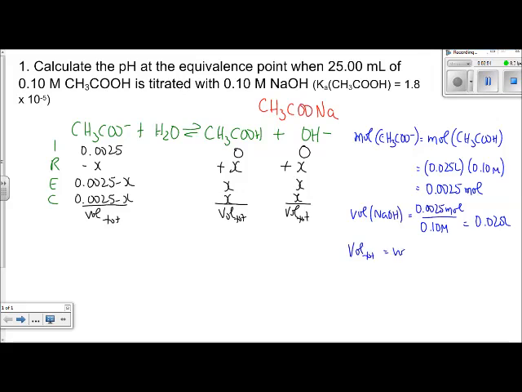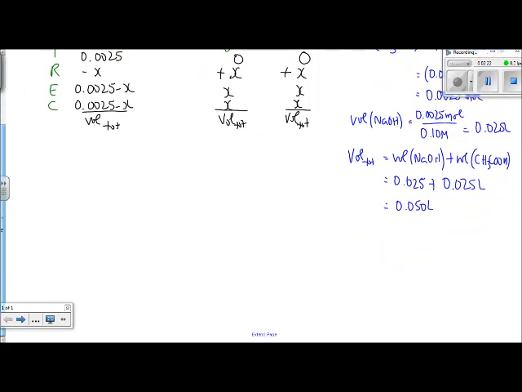Now the total volume would be that volume plus the volume of acid that was initially titrated. We just add those two up. So it's 25 mL of each, for a total volume of 50 mL, or 0.050 liters. Now we're set to use our equilibrium expression, Kb, to solve for X, or to solve for OH minus molarity. It's a Kb because it's a base that's dissociating in water, and our evidence of that is the OH minus produced. So the Kb is products over reactant.